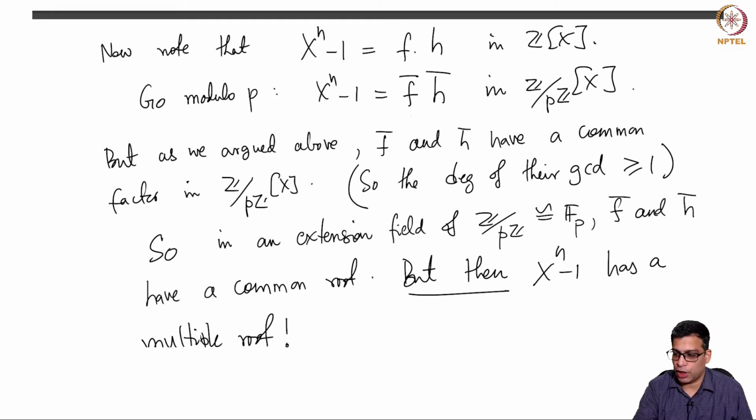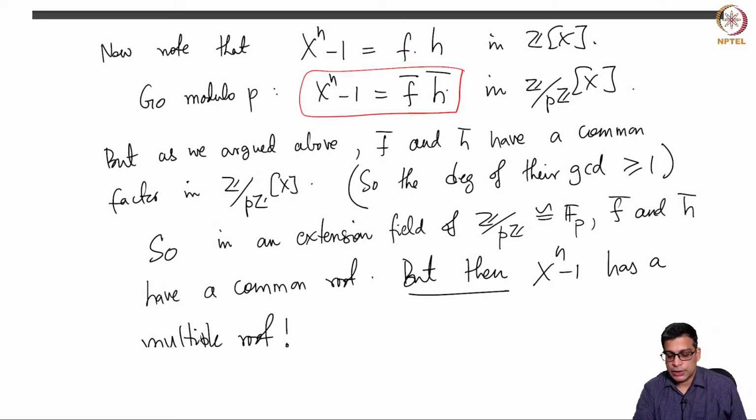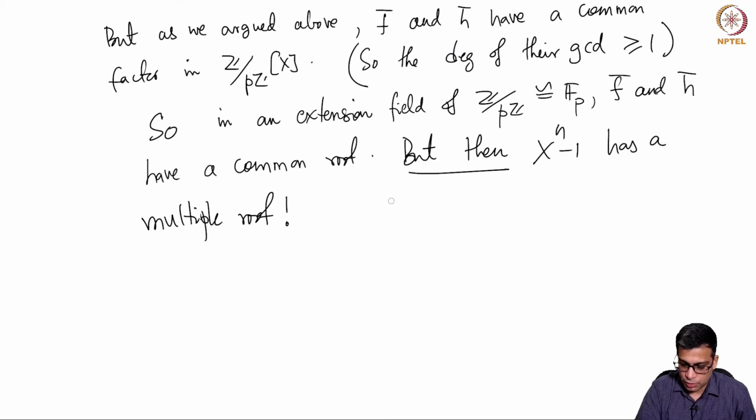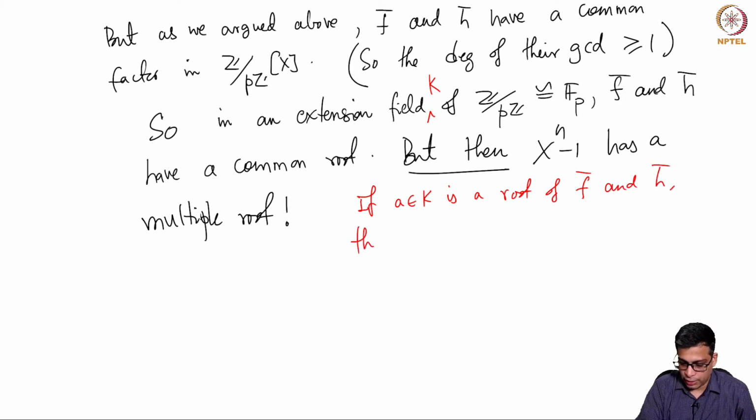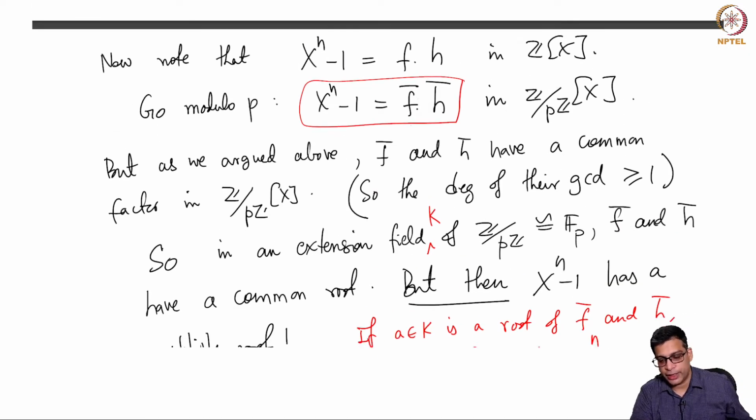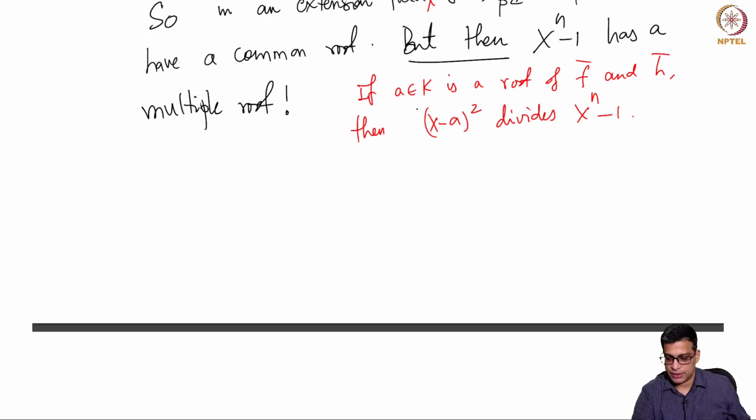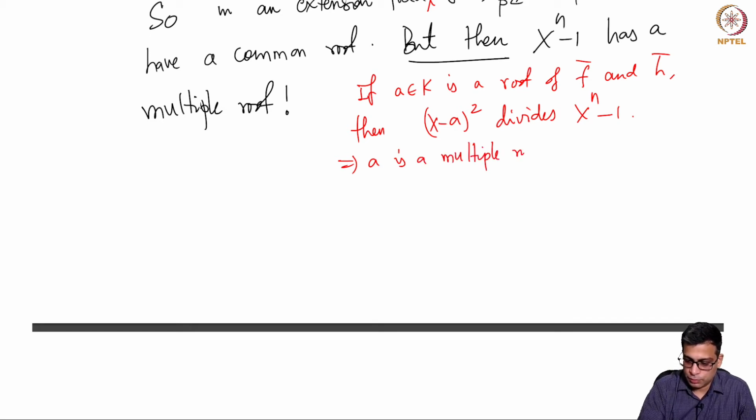Because x^n minus 1 is f bar times h bar. So if, let's say, small a is a root of f bar as well as a root of h bar, that means x minus a. So if a in some extension field K, let's say, is a common root of f bar and h bar, then (x minus a) squared divides x^n minus 1, right? Because x minus a divides f bar and it also divides h bar, so it appears twice in the factorization. So that means a is a multiple root.